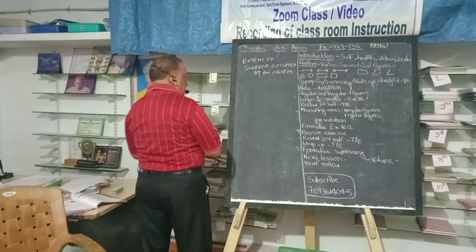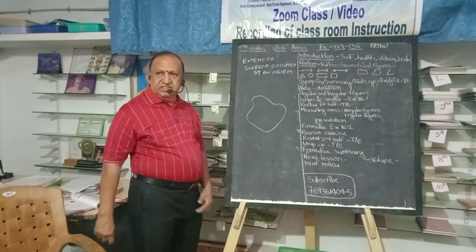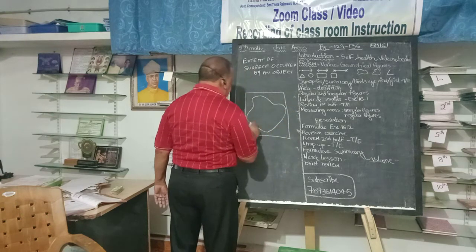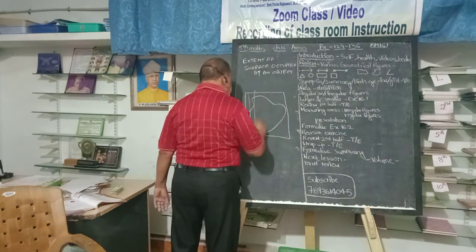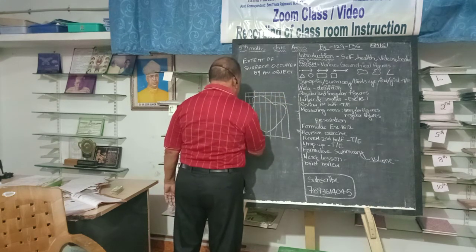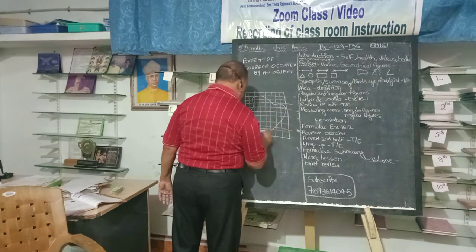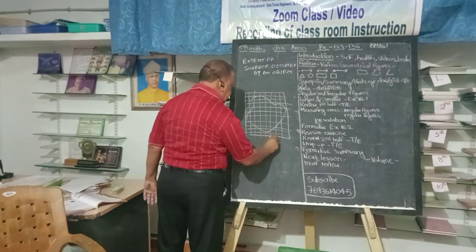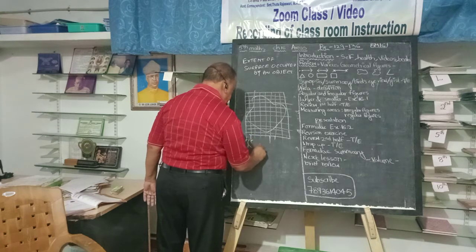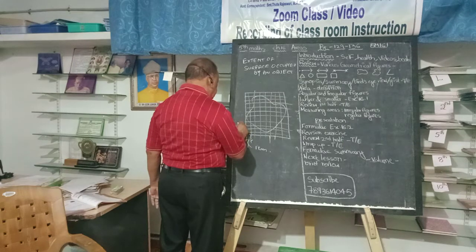Now suppose you have an object like this. How do you find the area of this? The area of this figure you can obtain by drawing the figure on a graph sheet. You see what I am doing? This is a graph paper. On this I am measuring each square. Let's say this is 1 centimeter, and this is also equal to 1 centimeter.